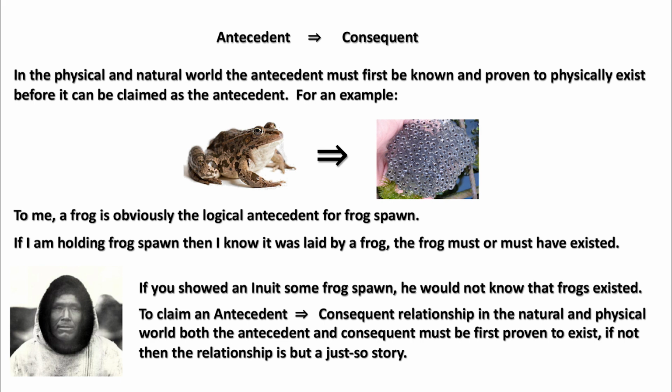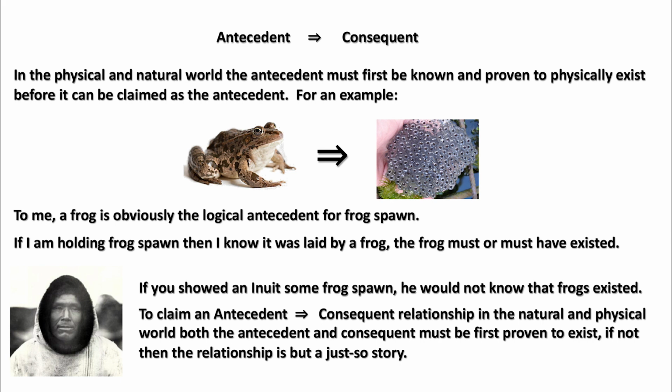Antecedent, operator, consequent. In the physical and natural world, the antecedent must first be known and proven to physically exist before it can be claimed as the antecedent. For an example, to me, a frog is obviously the logical antecedent for frog spawn. If I am holding frog spawn, then I know it was laid by a frog. The frog must have existed.